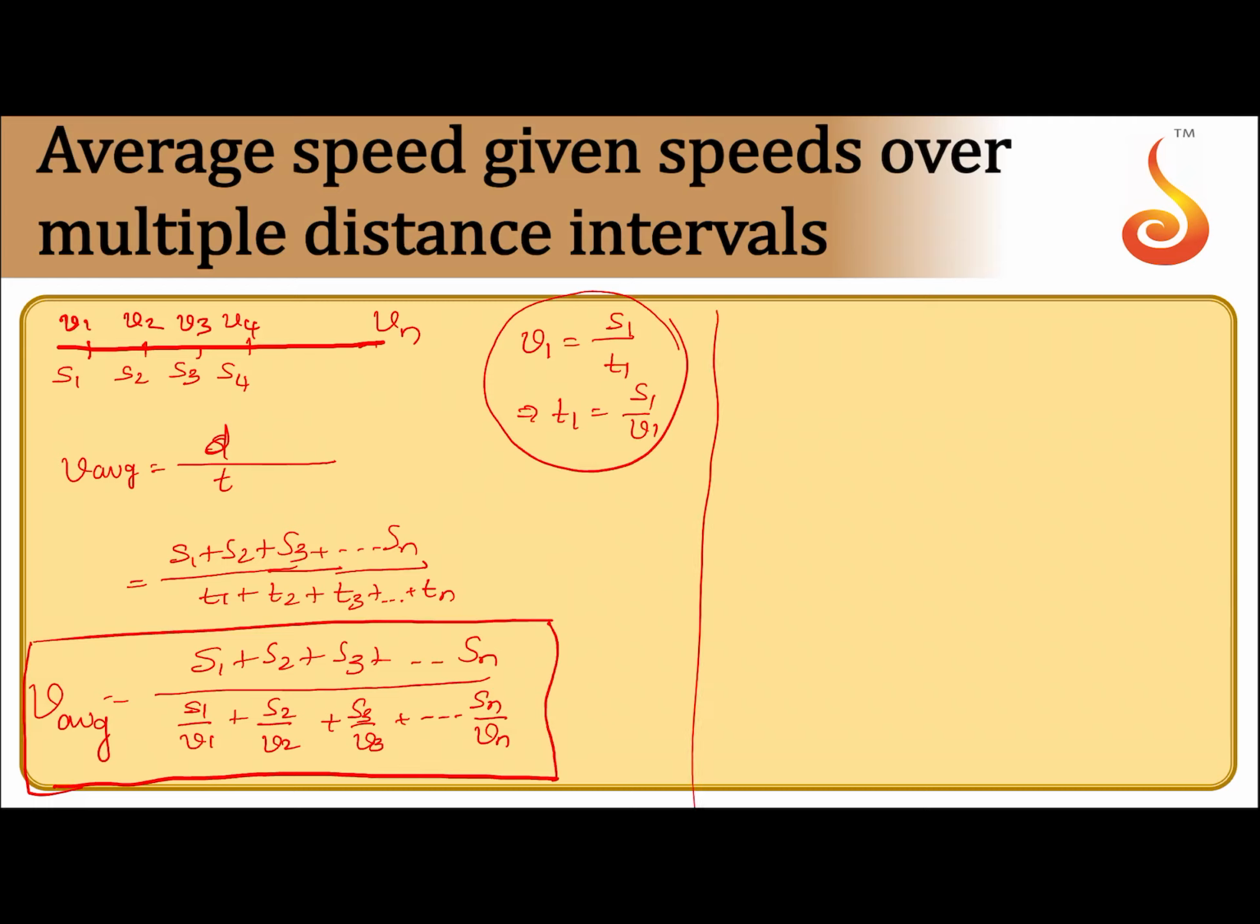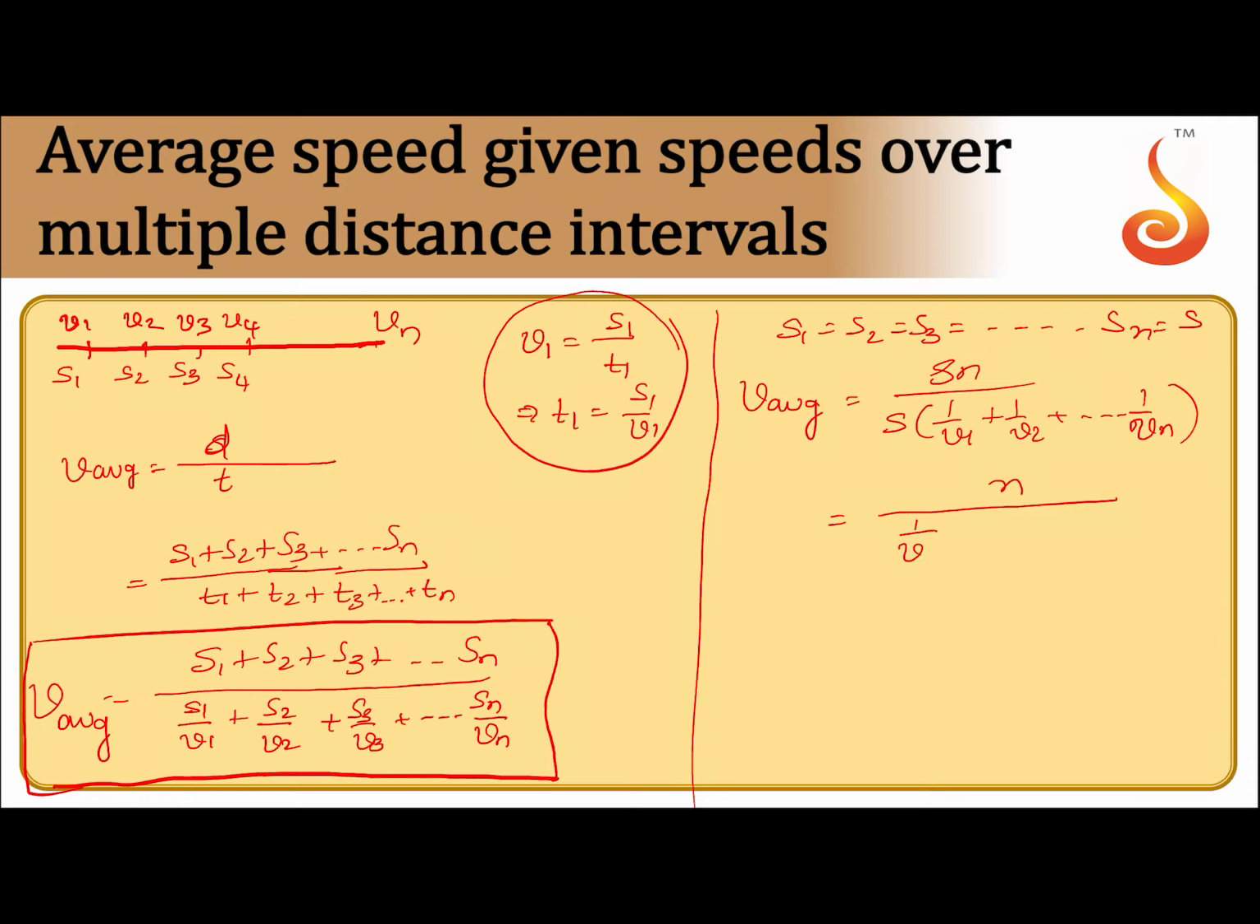Now, we can also consider it like this: if S1, S2, S3 are all equal to each other, then the average speed turns out to be S1 plus S2 plus S3 etc., up to the nth term, so nS divided by S into 1 by V1 plus 1 by V2 plus 1 by V3 etc. up to the nth term. And S cancels, leaving this as n divided by 1 by V1 plus 1 by V2 plus 1 by V3 etc. This is the average speed.